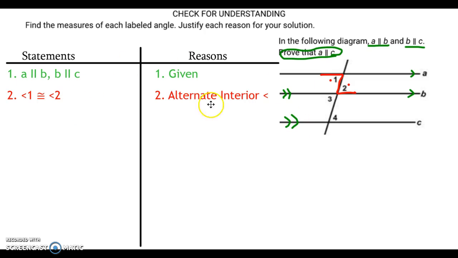So, the next thing I identified is that angle 1 and angle 2 are congruent, basically because of alternate interior angles, and we know that because we can write that Z. We call it the Z theorem sometimes in class because we're cool.